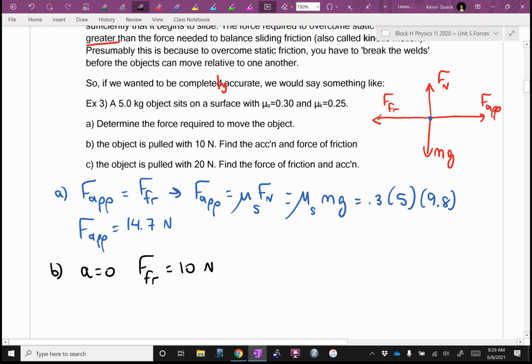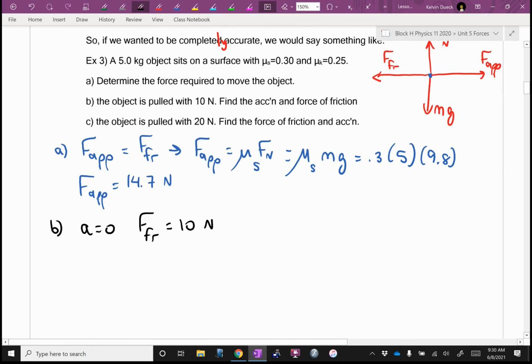What if I pull to the right with 12? Friction to the left is 12. How hard am I pulling in C? 20. Will it accelerate now? Yes. Okay, now we have to do a full equation. So C, who's winning? Force applied. Who's losing? Friction. What's that going to equal? MA. Now it wants me to find the force of friction.